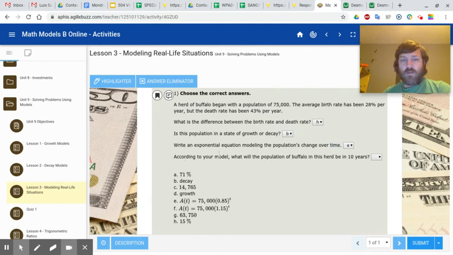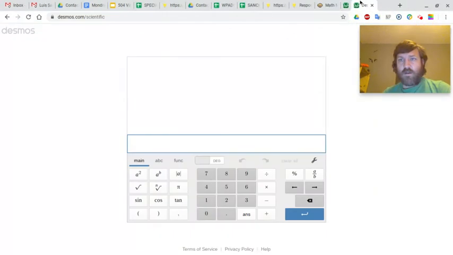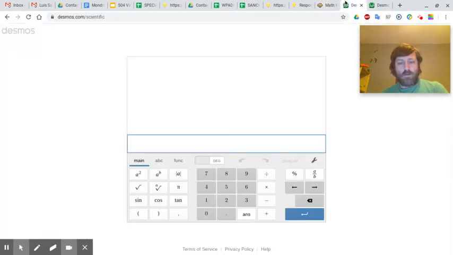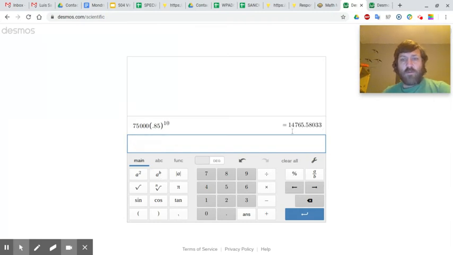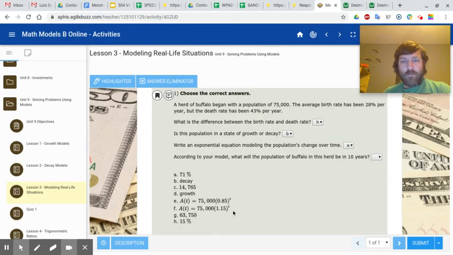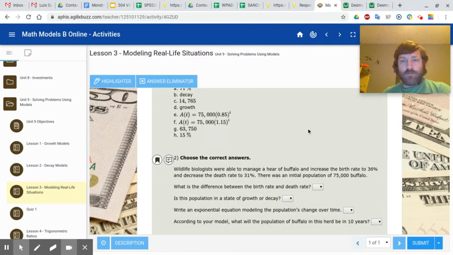And then the last one: according to your model, what will the population of buffalo in this herd be in 10 years? So we need to take this formula, and we're going to go to our calculator here. We're going to take the one we chose, 75,000 times 0.85 raised to the 10th power. Remember, to do raised to, you can do shift 6, or you can use this button right here, and then 10 years. So we can see it's down to 14,000, which, there it is right there. Answer choice C. So that's what you do on that one.